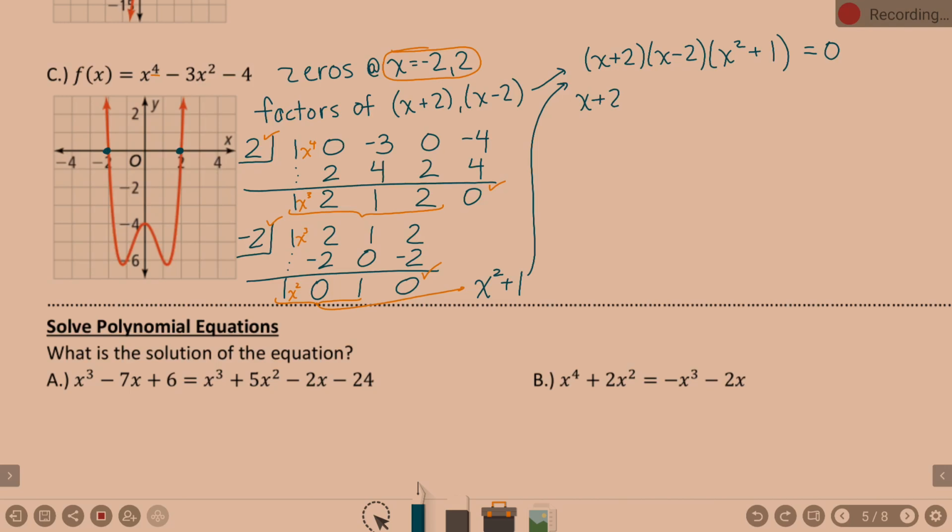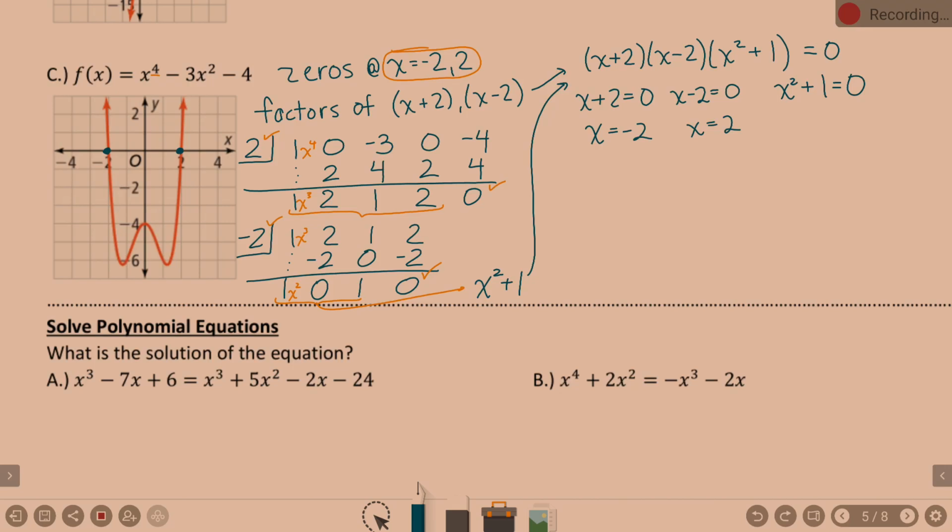Okay, so we already know when we do x plus 2, we have one of our answers of x equals negative 2. We already know when we set x minus 2 equal to 0, we have an answer of x equals 2. What we need to find out now is what happens when you set x squared plus 1 equal to 0. Partially.